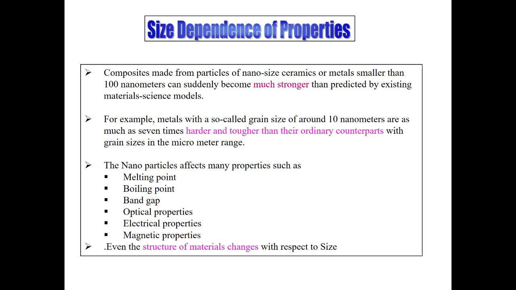When material is converted into nano size, the following properties are getting affected. There is a tremendous change in the melting point, change in the boiling point, change in the band gap. Optical properties are getting changed, electrical properties are getting changed, magnetic properties are getting changed. Even the structure of the material changes with respect to the size.